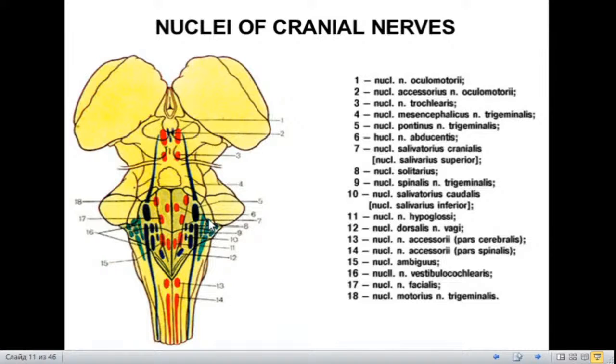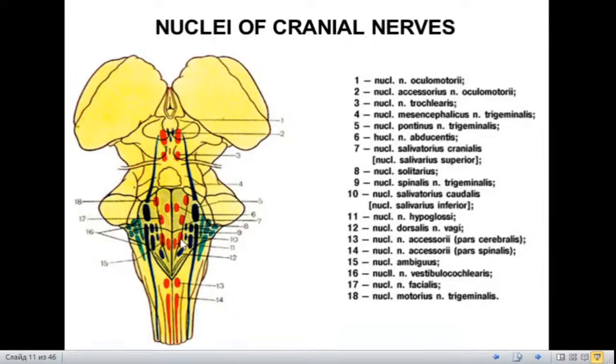Eighth cranial nerve, vestibulocochlear, has two parts, vestibular and cochlear part, and there are four vestibular nuclei. Due to topography, they are known as superior, inferior, medial, and lateral. Eponyms, you know them: Bechterew, Schwalbe, Roller, and Deiters. And cochlear part has two nuclei, dorsal and ventral cochlear nuclei.